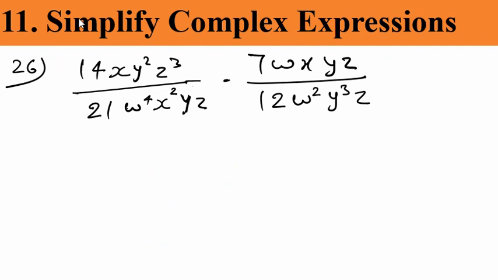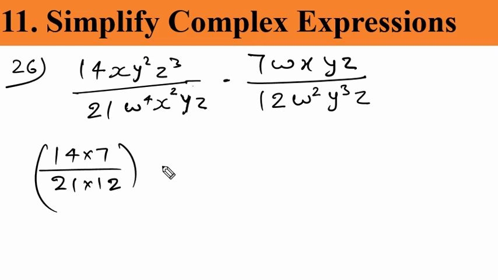Okay, so I have written down the question. Now in this question, this is the same type again. This dot is multiply, and what you will do is first write the numbers: 14 multiply 7 over 21 multiply 12. Now you will look for x. So this is x, 2 times x, so x power 2. Now in the denominator, do you have x power 2 anywhere else? No, we don't have that.